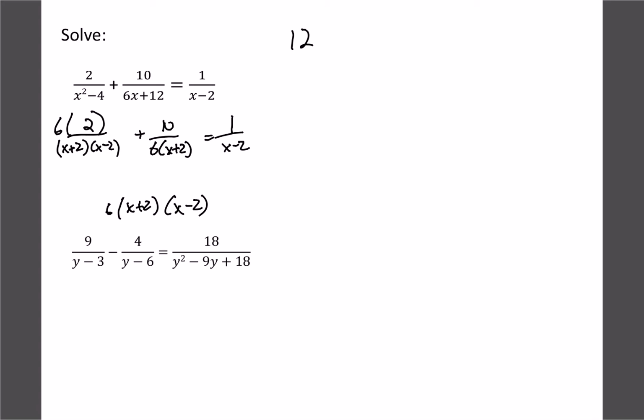The second fraction, we've got the 6 and x plus 2. We're missing the x minus 2. So if we multiply those out, that would be 10x minus 20. And our last one, we've got the 1, or the x minus 2. We're missing the 6 and the x plus 2. So we'll multiply those out, which gives us 6x plus 12.